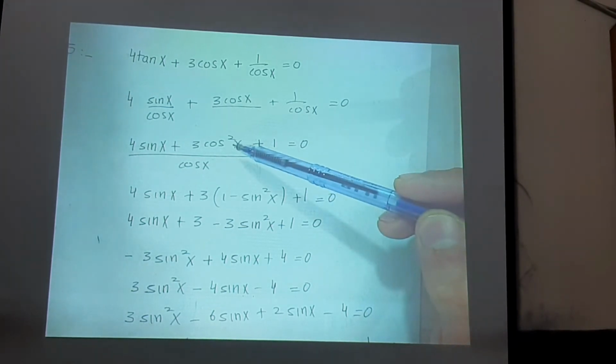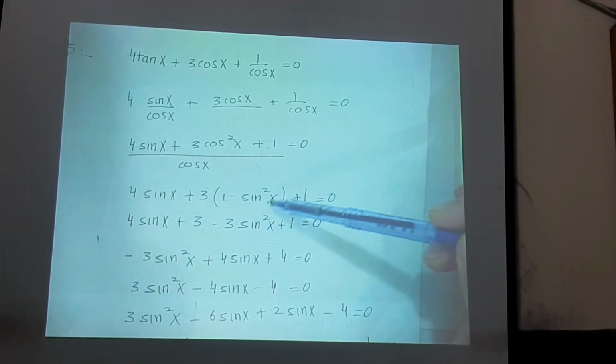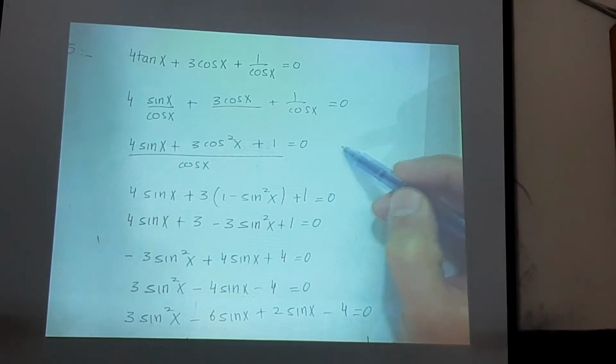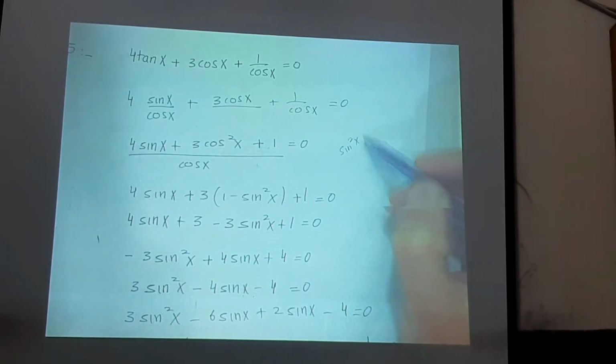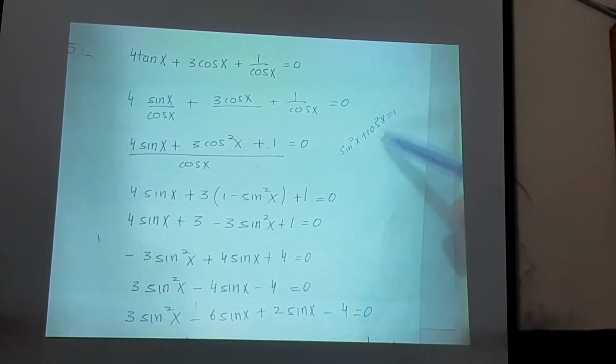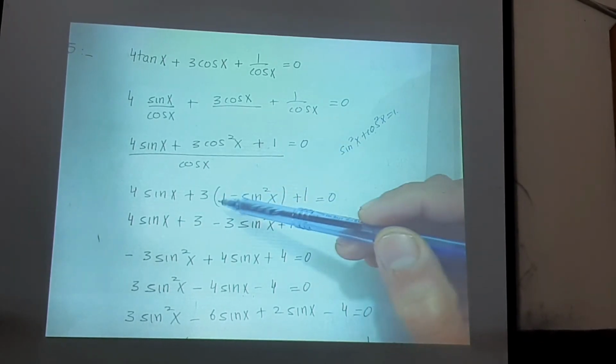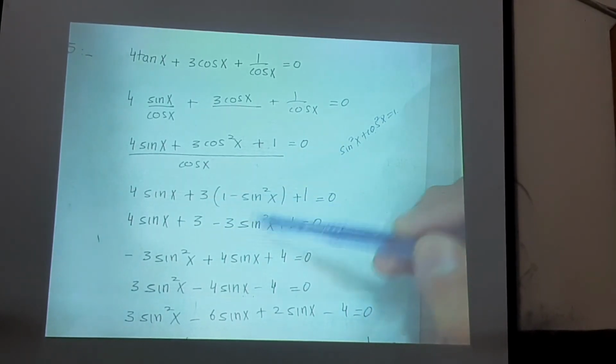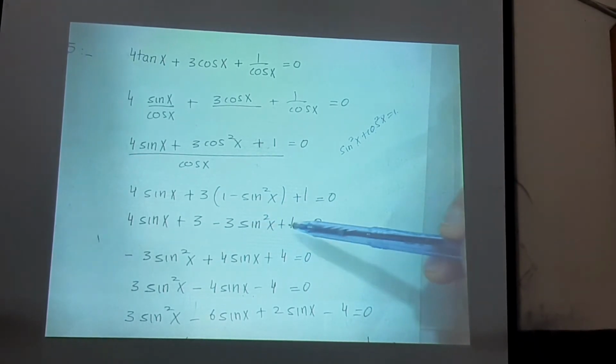In place of cos square x, I am using 1 minus sin square x. We have the identity sin square x plus cos square x equal to 1. You can find cos square x equal to 1 minus sin square x from here. So 3 into 1 is 3, 3 into sin square x is 3 sin square x, plus 1.